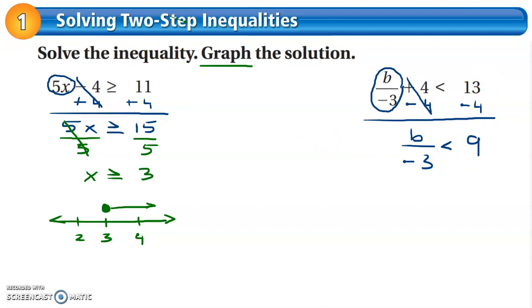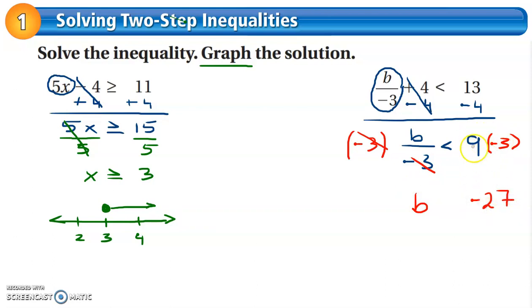Now careful, you might be tempted here to say, oh yeah, 9 divided by 3 is 3. Well, we're not dividing 9 by 3. We're dividing b by 3. I have to undo a division by multiplying. Okay, so I'm going to multiply. We can show multiplication with parentheses like this. So multiply each side by negative 3. The 3's cancel out. 3 divided by 3 is 1. So we're left with 1b. 9 times negative 3 is negative 27.